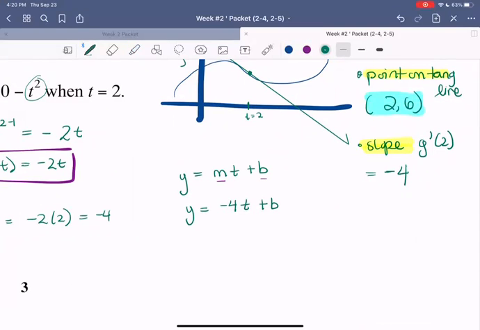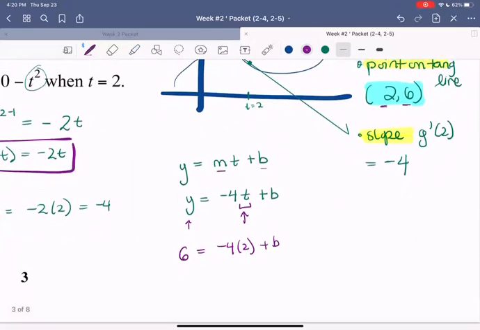So I'm going to plug in 2 for t, which is my input, or the coordinate in my first term, and then 6 I'll plug in for y. I'll plug in 6 equals negative 4 times 2 plus b. And we can just continue. Negative 4 times 2 is negative 8. So now adding 8 to both sides gives me 8 plus 6 is 14 equals b.